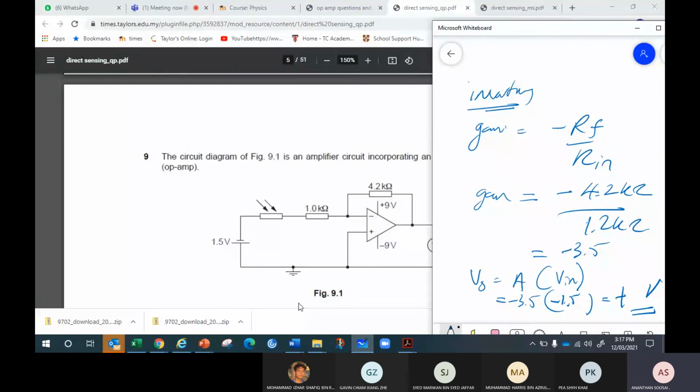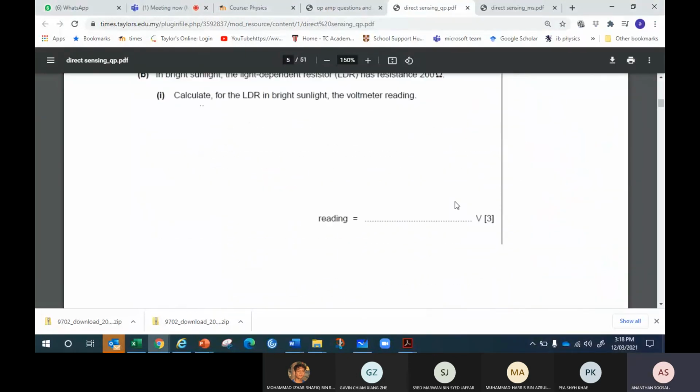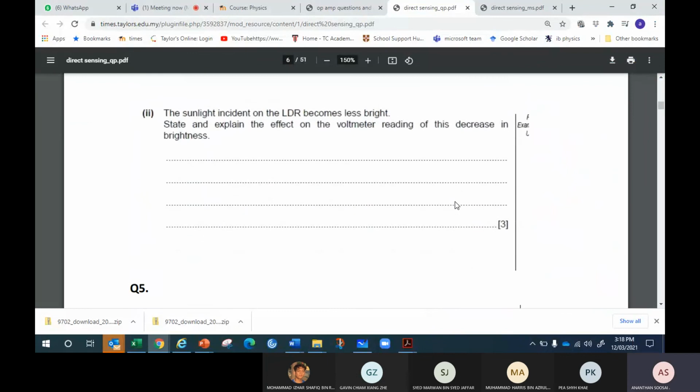So yeah, hope you got the idea. This is how you should work out. But in your working, the most important thing is you need to identify first whether it is inverting or non-inverting. Any questions? Okay, no questions. So next, the last part.